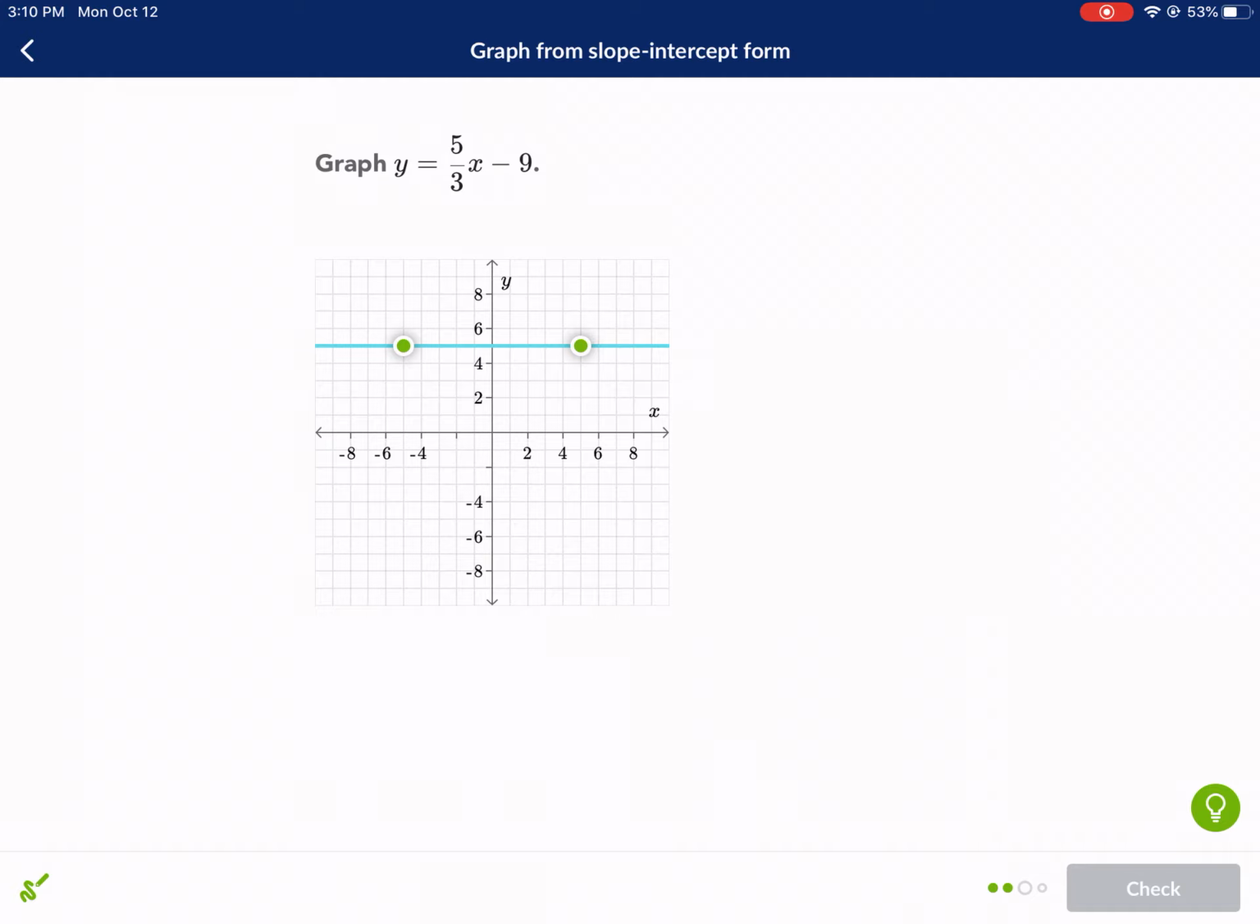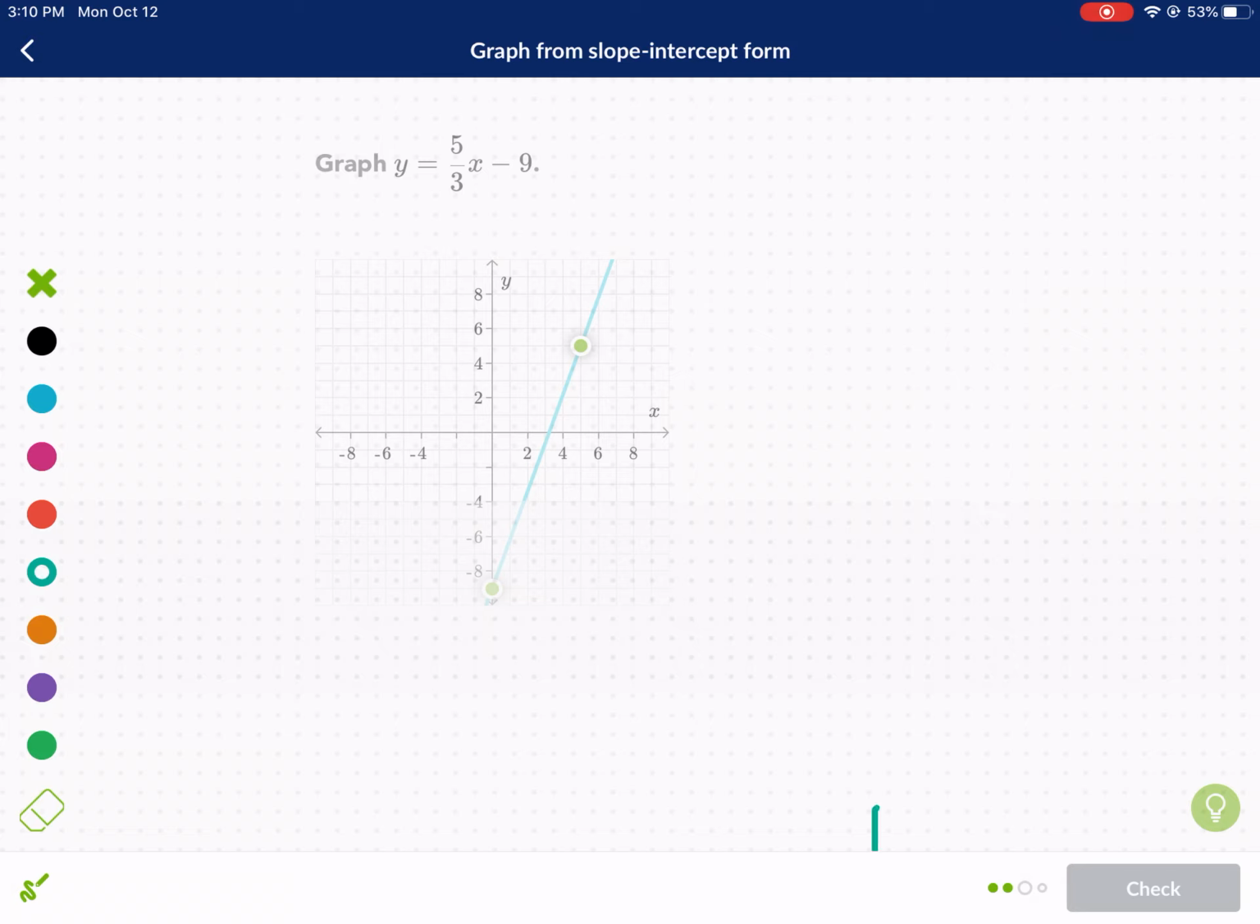Okay, here we go. This one's going to be a little easier. -9, there's my first point, and now I'm just going to go up 5 to the right 3. You can see my slope here is in fraction form, rise over run. 5 is the vertical change, so I'm going to go up 5. Whoops, didn't mean to do that. I thought I was dragging it. So I go up 5, 1, 2, 3, 4, 5.